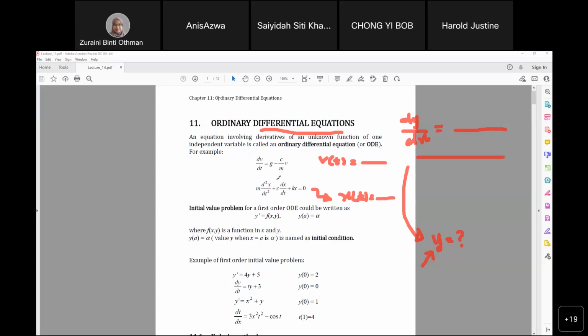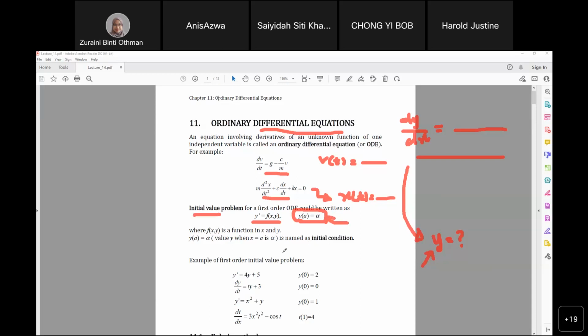Okay, and for this kind of question, we are already given the initial value. If we have this kind of question, they provide us this initial value, where f(x,y) is a function in x and y. Then y(a) is equal to a, where when x is equal to a, is named the initial condition. This is what we call the initial condition.